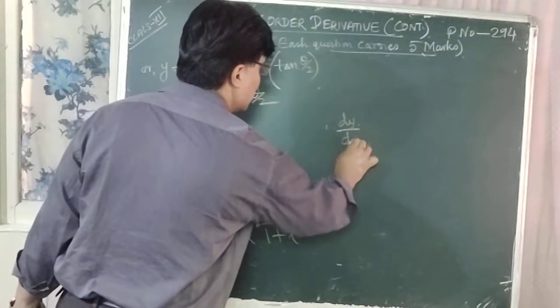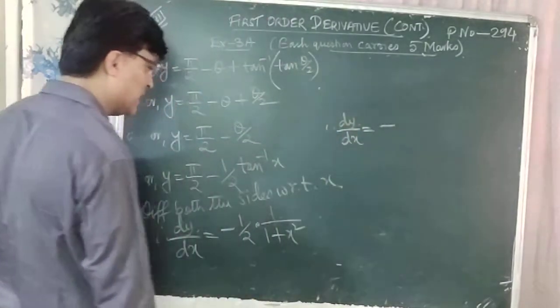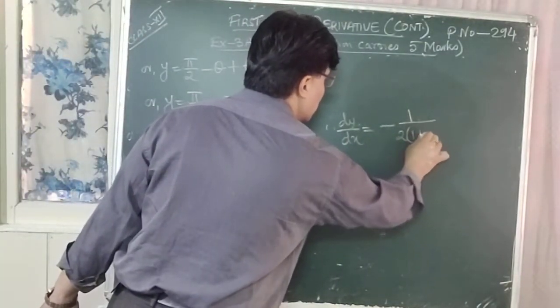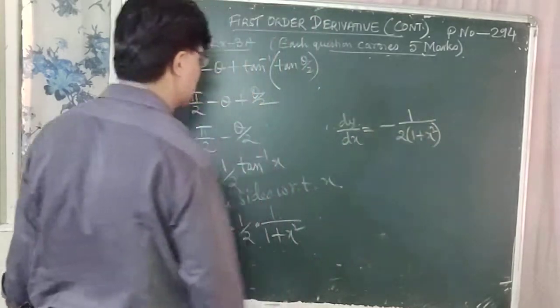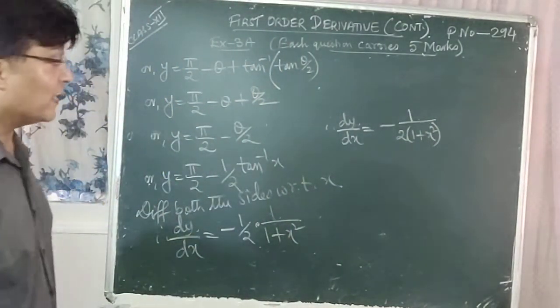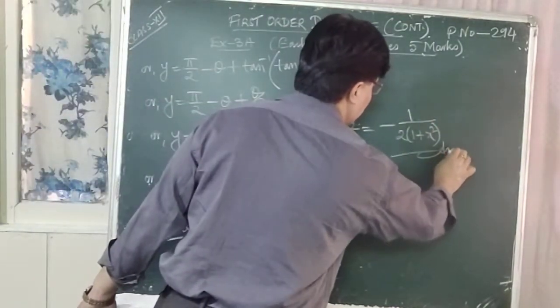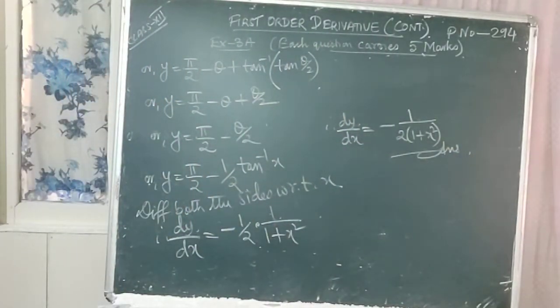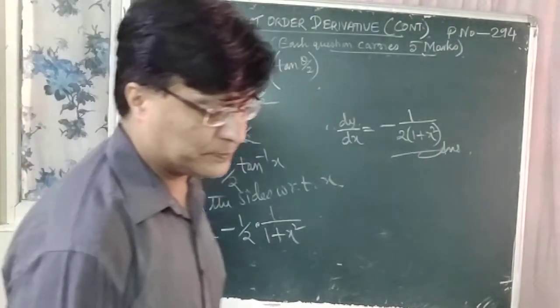So the final answer is, therefore dy by dx is equal to minus 1 divided by 2 into 1 plus x square. So this is the final answer. So I think you have understood it. So you can copy it. We'll do the next question now.